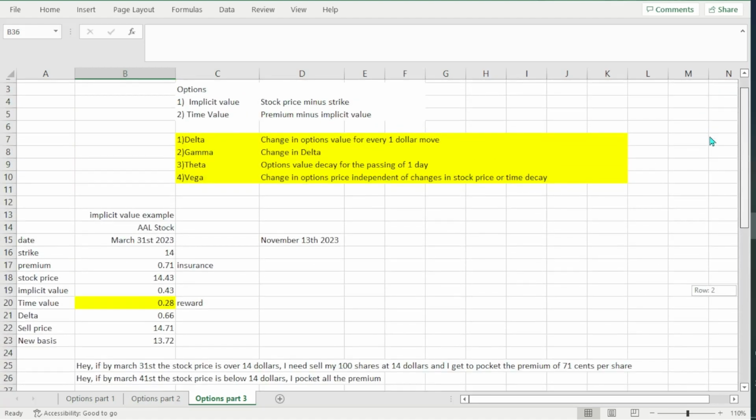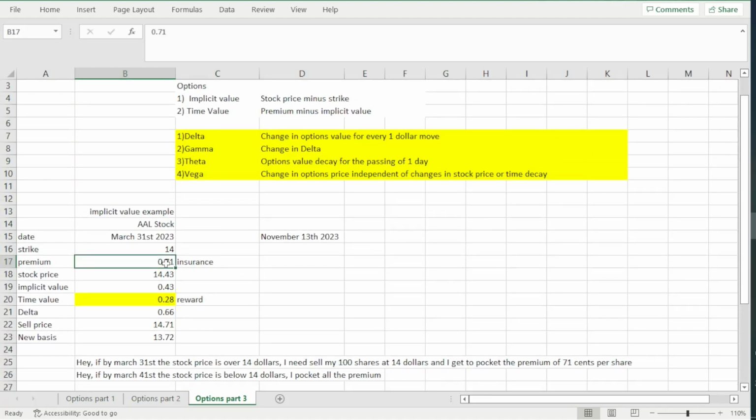So this is why the premium is important. The premium is essentially your insurance. Right now we're talking a lot about banks and FDIC insurance. Well, this premium right here, this is your FDIC insurance. You are getting insured for 71 cents per share for downside. So this is your downside protection, 71 cents. If we fall well below that, you're not protected beyond that amount.